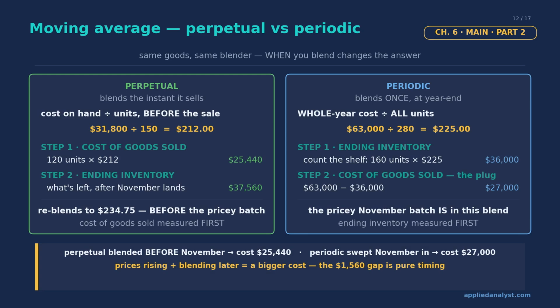Same tablets, same method, but perpetual blended before November, so its cost of goods sold is lower, 25,440 against periodic's 27,000. When prices rise, blending later means a bigger cost. That $1,560 gap is pure timing. Spotting that gap in a footnote is exactly the kind of read a future CFA gets paid for.